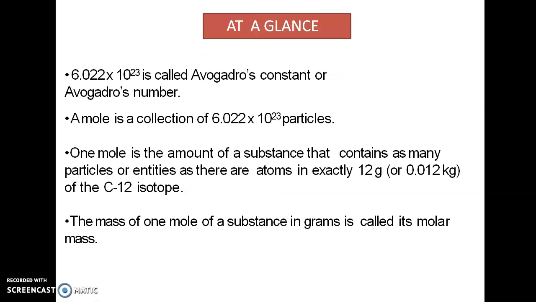At a glance, we summarize this lecture. 6.022 × 10^23 is called the Avogadro constant or Avogadro number. A mole is a collection of 6.022 × 10^23 particles. 1 mole is the amount of substance that contains as many particles or entities as there are atoms in exactly 12 grams of the carbon-12 isotope. The mass of 1 mole of a substance in grams is called its molar mass.